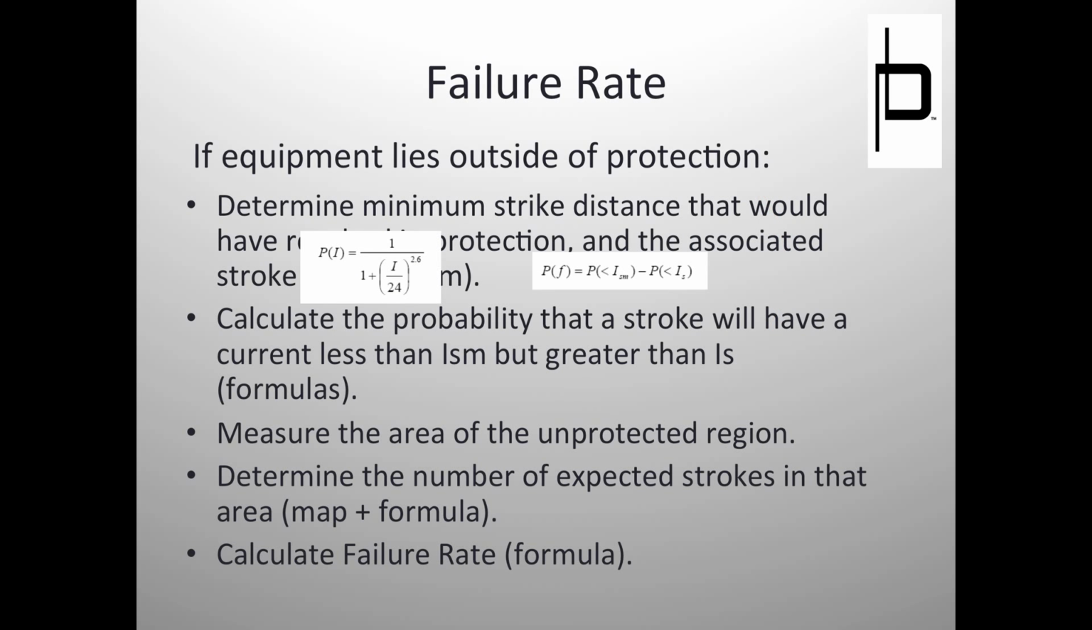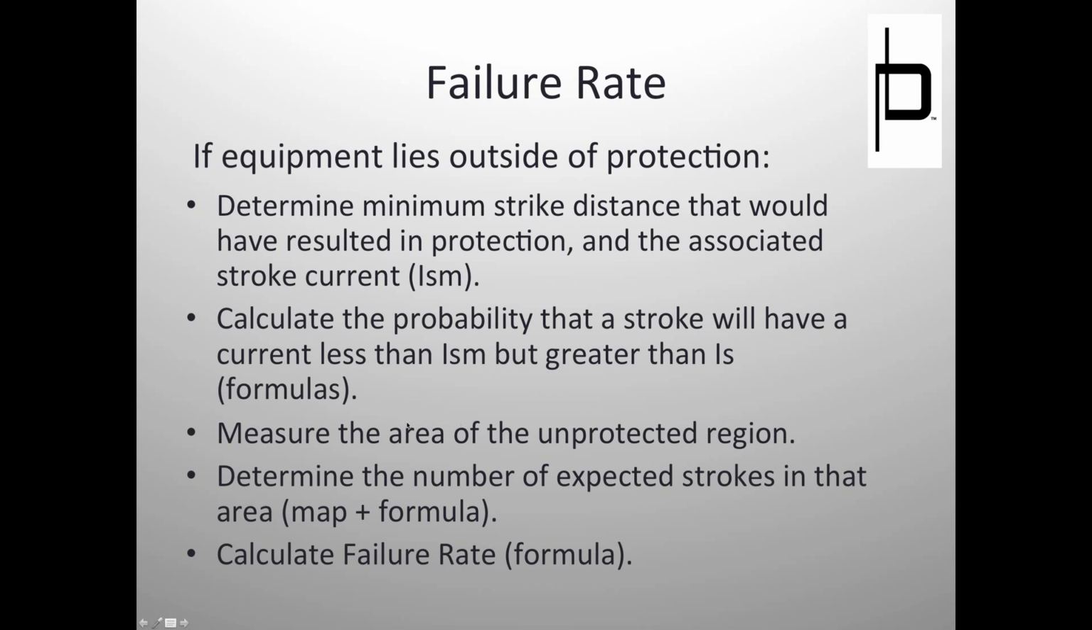We can calculate it with these formulas out of IEEE. There are two formulas for this. I think there's one where this constant is, I believe, 31 instead of 24. This gives us a half bell curve that shows the probability of natural lightning strikes based on observation. From that, we can calculate the probability that IS will occur, that is strokes greater than IS, and strokes greater than ISM, and we can find the difference. That tells us the probability that a stroke falls in that dangerous window.